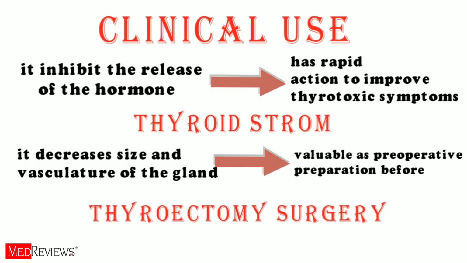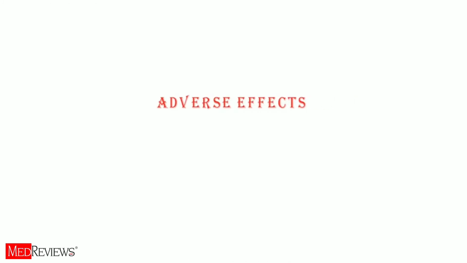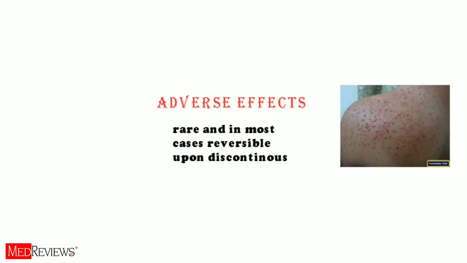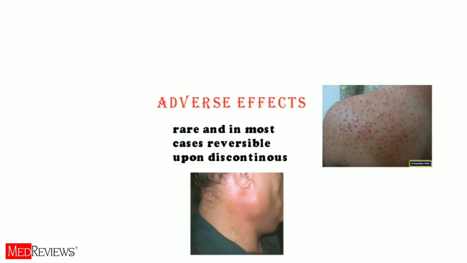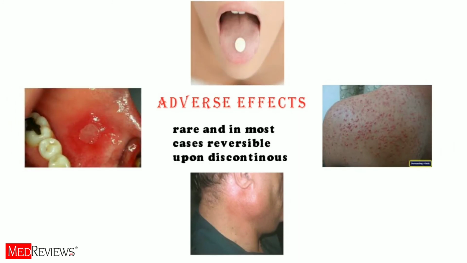However, keep in mind that the thyroid gland will escape from the iodide block in 2 to 8 weeks. The adverse effects are rare and in most cases reversible upon discontinuation. They include acneiform rash, swollen salivary glands, mucous membrane irritation and ulceration, and metallic taste.